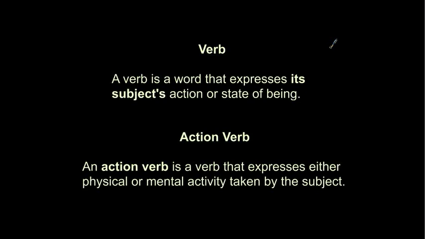Okay, today we're talking about verbs, specifically action verbs. So a verb, as you can see by your definition on the screen here, is a word that expresses its subject's action or state of being.